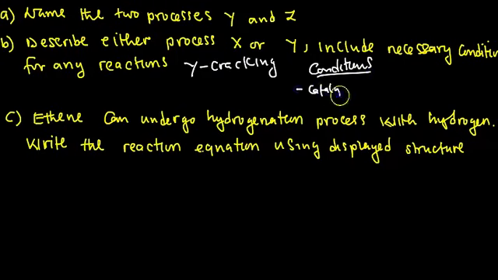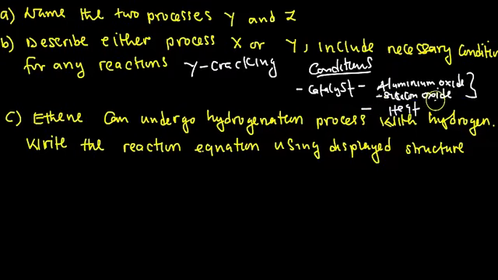What is the catalyst that is used in this case? Aluminium oxide is used as a catalyst during the process of cracking, or silicon oxide, which means this is catalytic cracking. And of course I'll put heat for thermal cracking. So the condition is a catalyst, aluminium oxide or silicon oxide, but for thermal cracking it is heat. So these are the conditions.